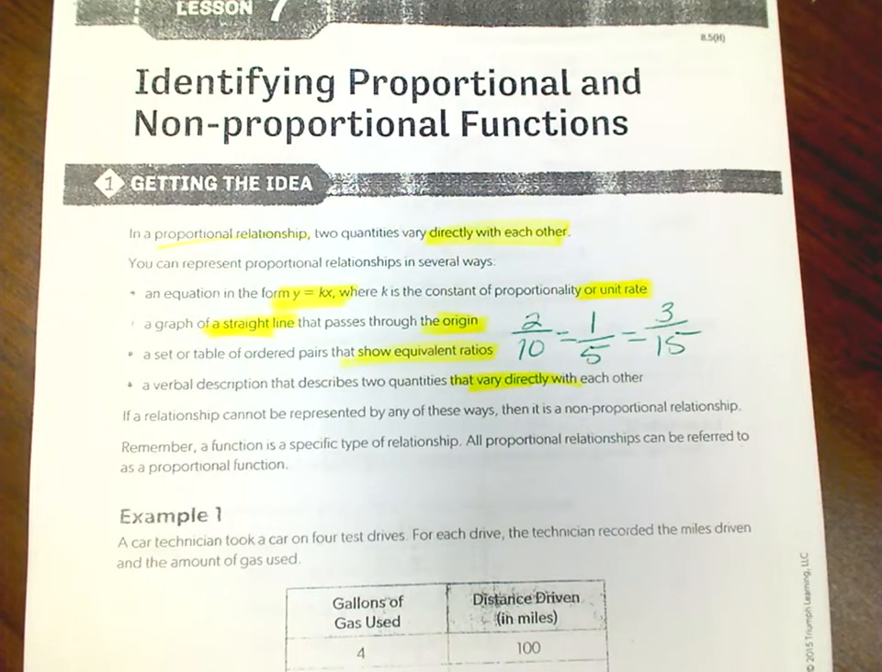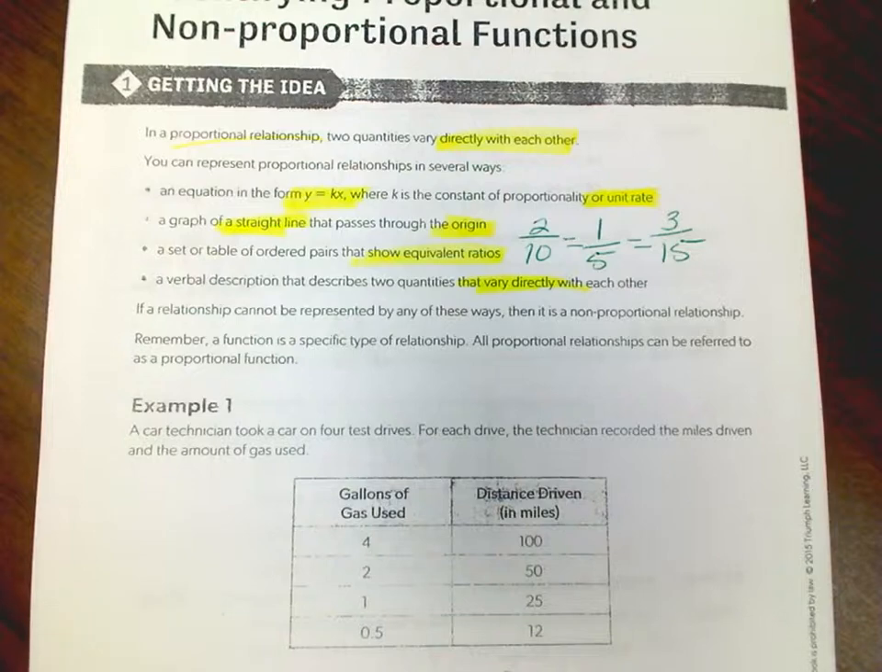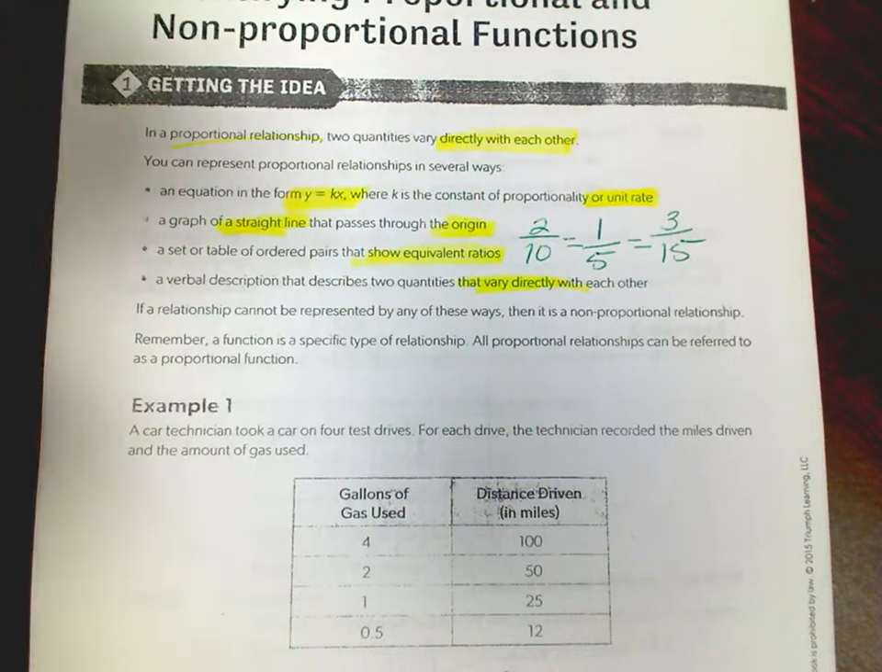Okay, if a relationship cannot be represented by any of these ways, then it is a non-proportional relationship. Remember, a function is a specific type of relationship. All proportional relationships can be referred to as a proportional function. Okay, let's look at the example here.